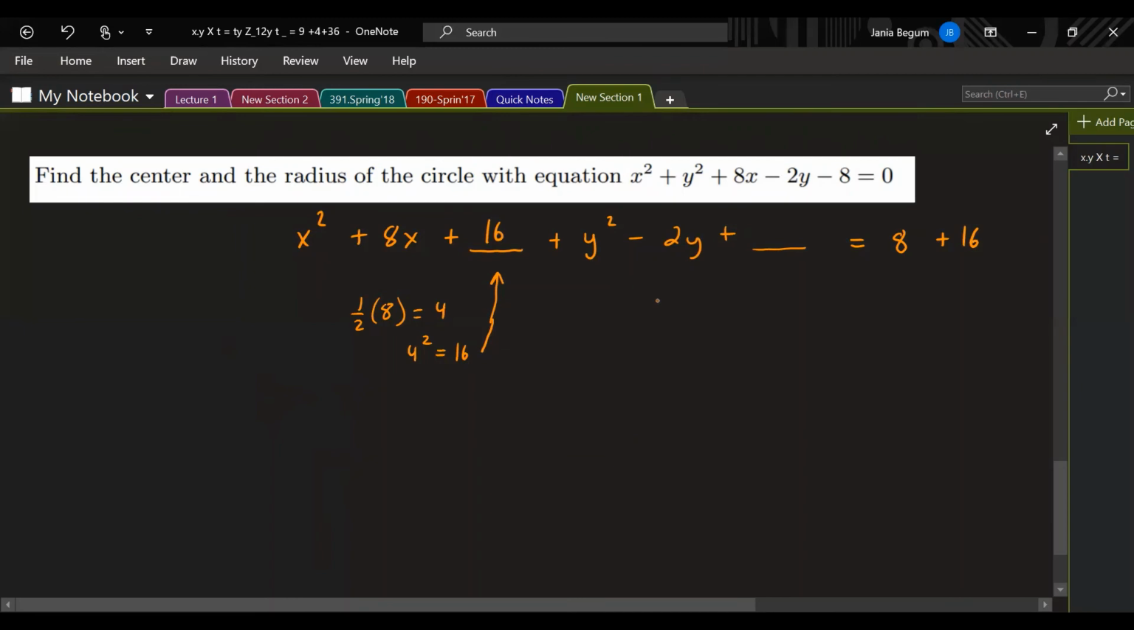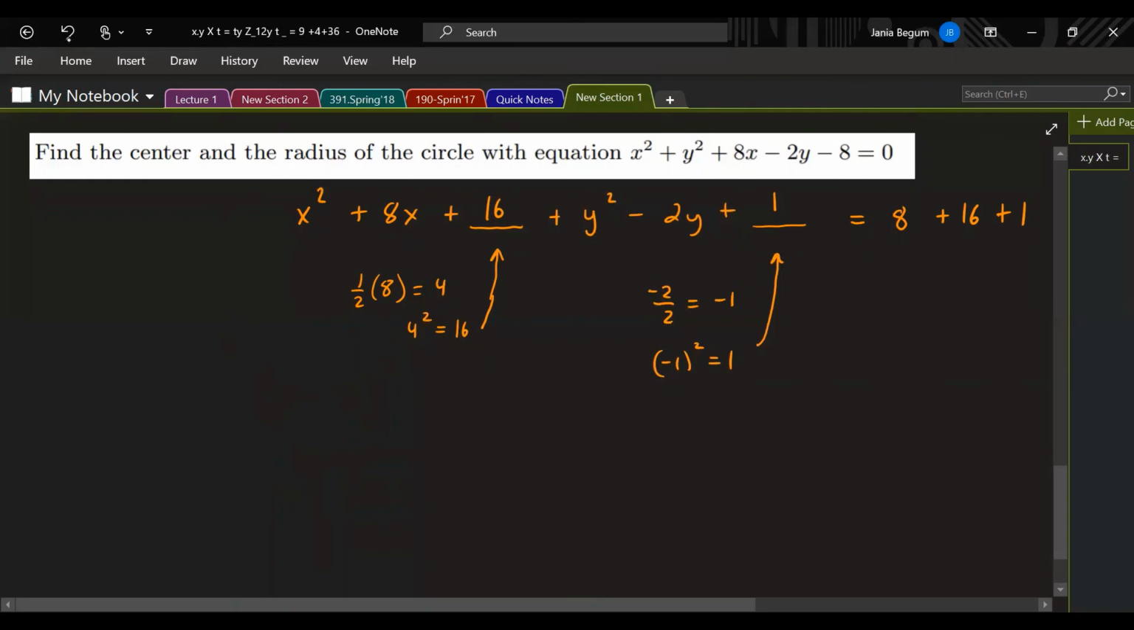And then for the y variable, we're going to do the same thing. Take our linear coefficient, which is negative 2, take half of it. That gives us negative 1. And then we square negative 1. That gives us 1. That's what we add right here. And we also add 1 to the right side.